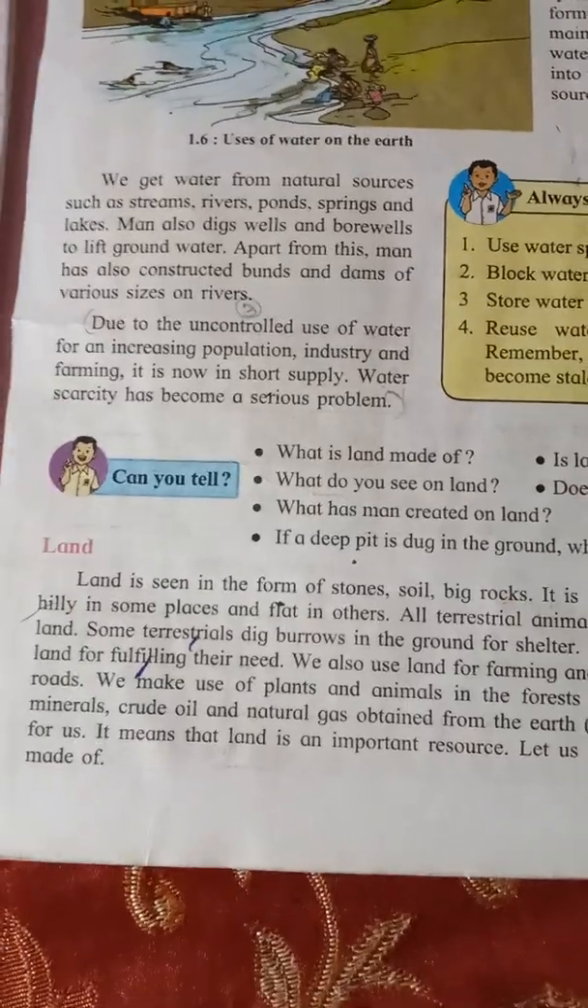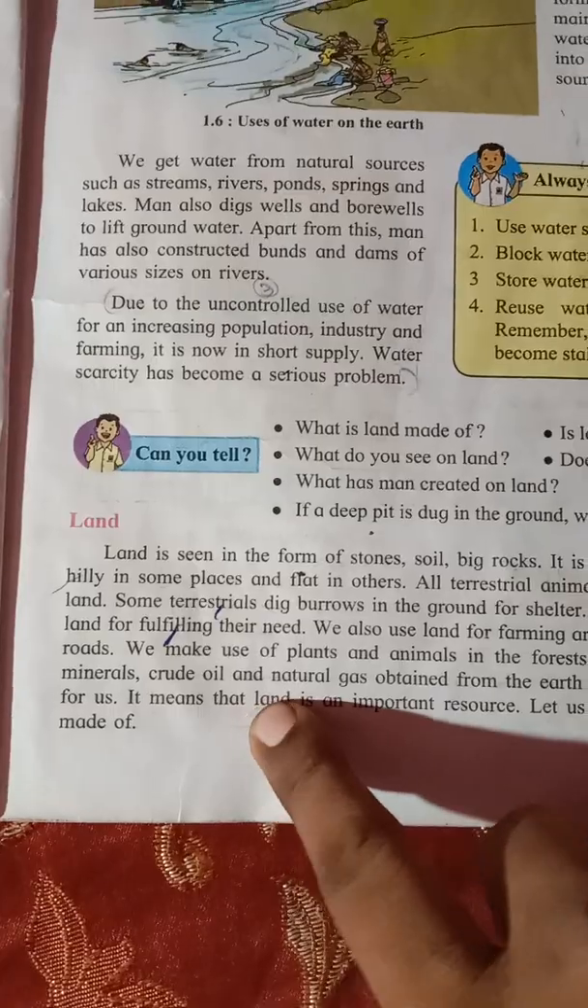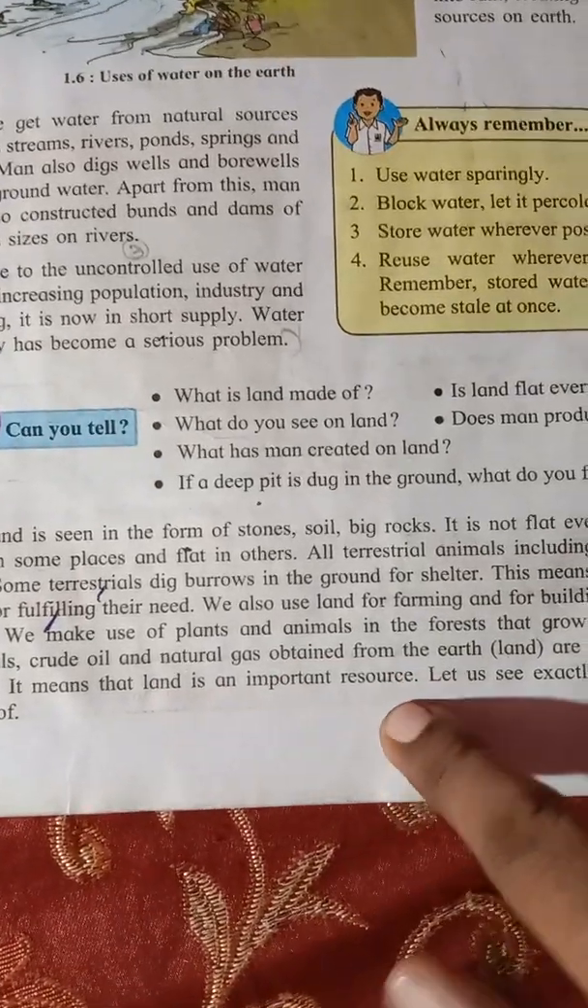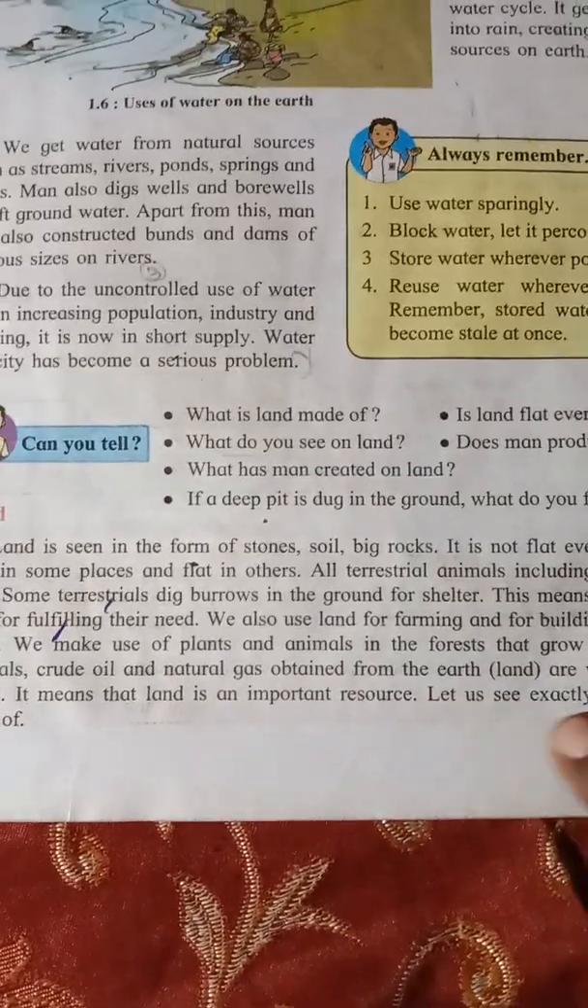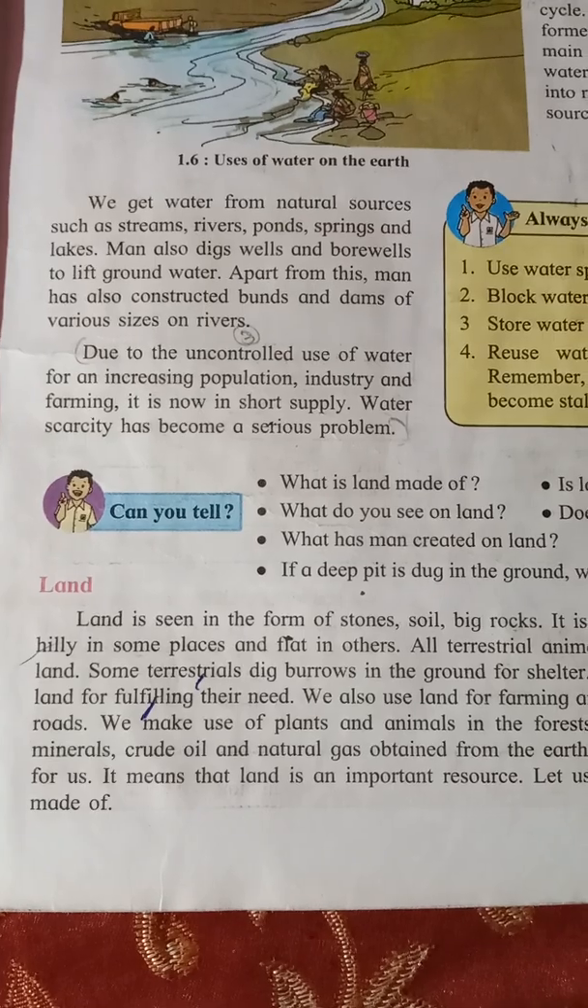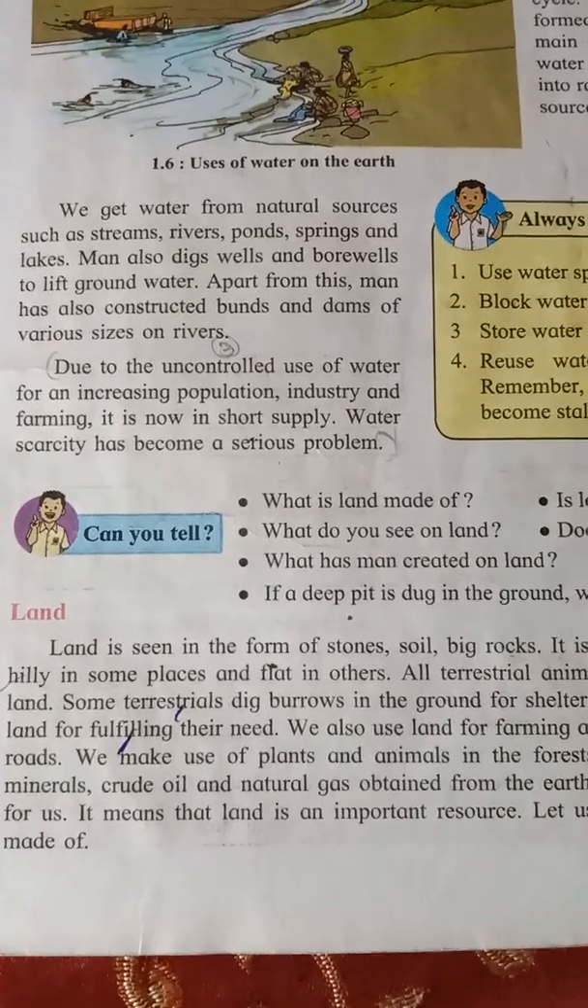these purposes. Okay. The minerals, crude oil, and natural gases obtained from the earth's land are very important for us. It means that land is an important resource. Let us see exactly what land is made up of. Okay, so land is also very essential for us.